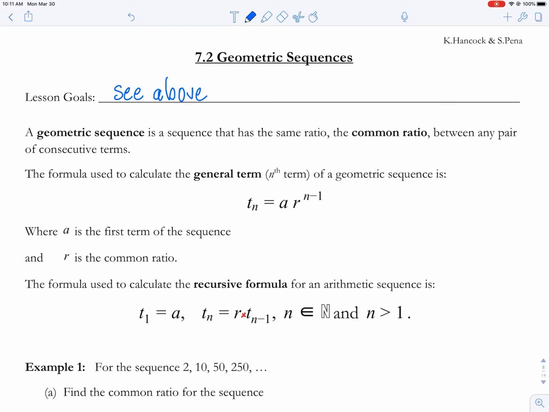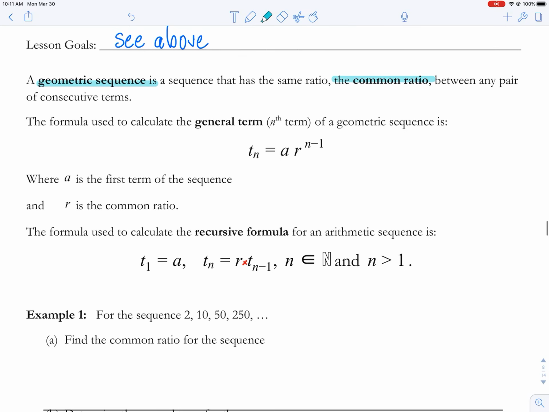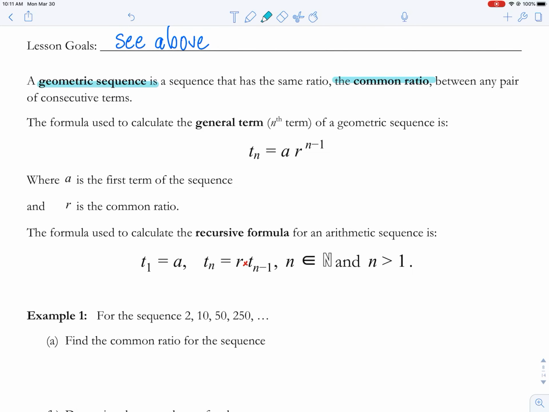So let's begin. A geometric sequence is a sequence that has the same ratio, or the common ratio, between any pair of consecutive terms. So we're going to be using common ratio a lot. With the arithmetic, the same step, we were adding or subtracting. For this geometric, we're going to be multiplying between each step.